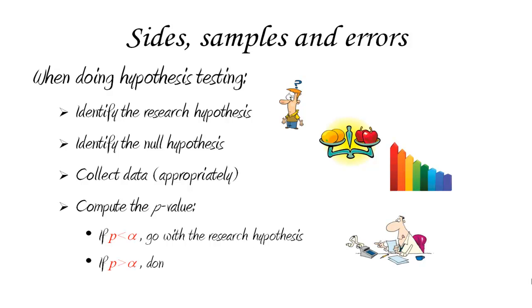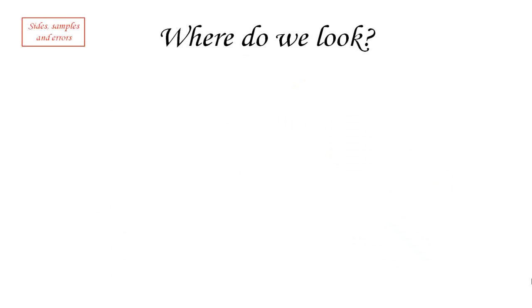On the other hand, if the p-value is greater than the significance level, then we don't go with the research hypothesis. So we say we don't have enough evidence to actually support the research hypothesis. So we stay with the null, or at least we say we don't have enough evidence. Alright, so let's look at what technicalities are involved in all of this. First of all, where are we going to look in our research hypothesis?